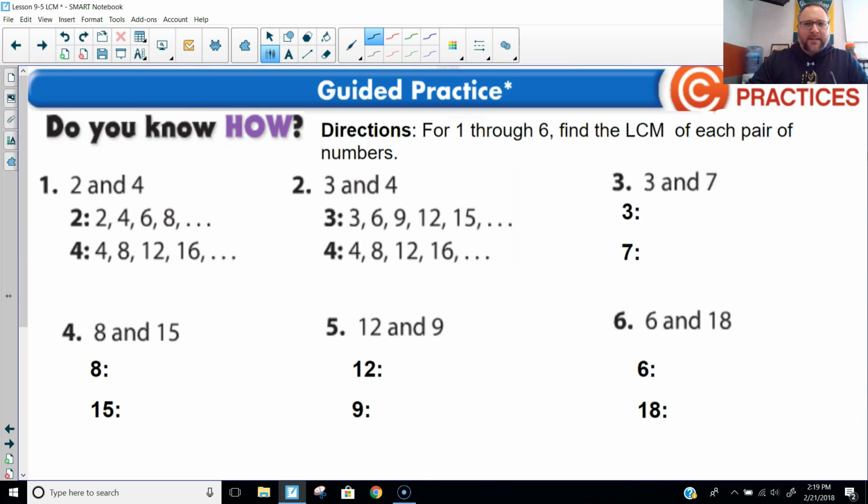I'm sorry, our guided practice together. So here's our guided practice. We have numbers 1 through 6 right here. And what we're going to do for each one is find the LCM, or also known as the least common multiple.